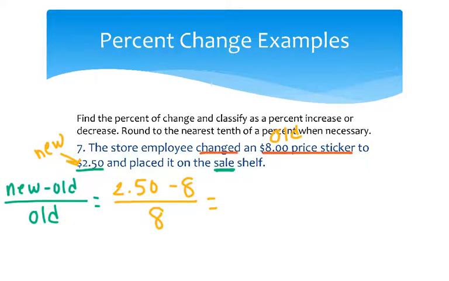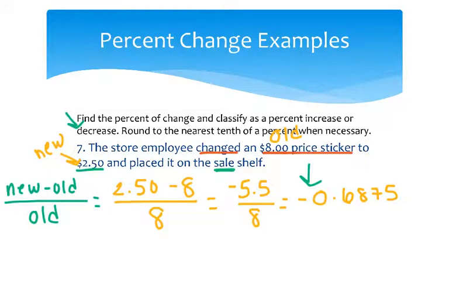So simplifying now, you get negative 5.5 all over 8. And then when you divide that, you get a negative 0.6875. Again, you have this negative value here, so that's going to tell us what? Percent increase or percent decrease? Good. If you said decrease, that's what it's going to be.